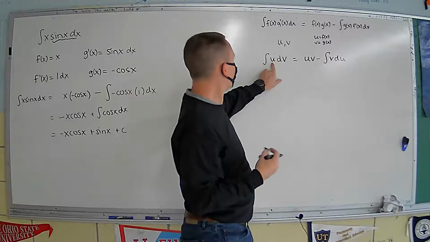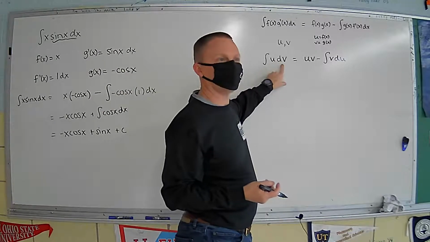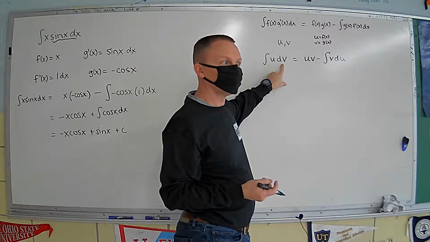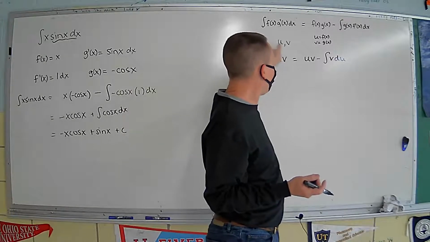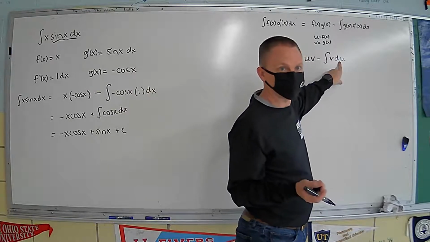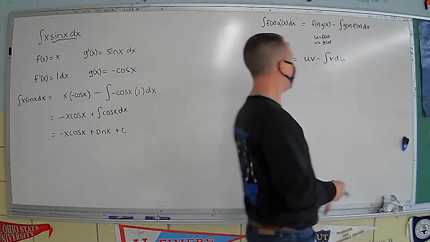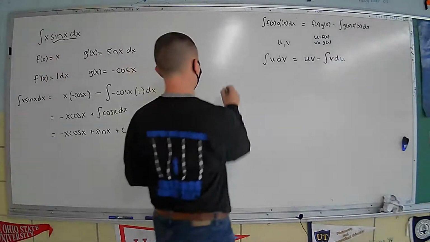Think about this. If v is g of x, what's dv? g prime. And if u is f of x, what's du? f prime. Maybe our next example we'll do using u and v, just so you see how it works. It's interchangeable. Okay, let's try another one. You ready?